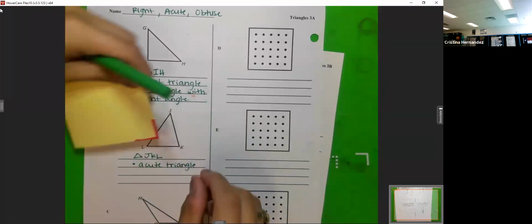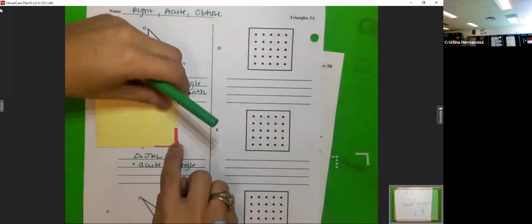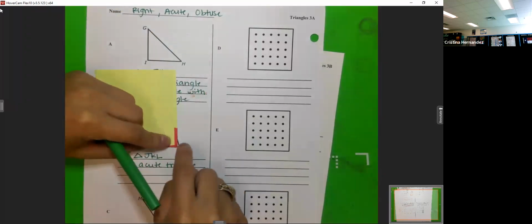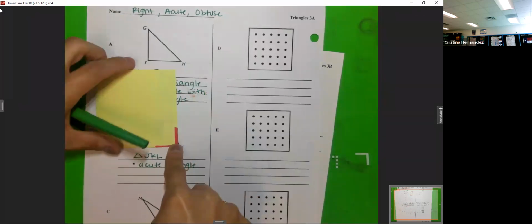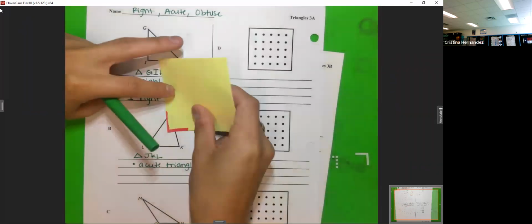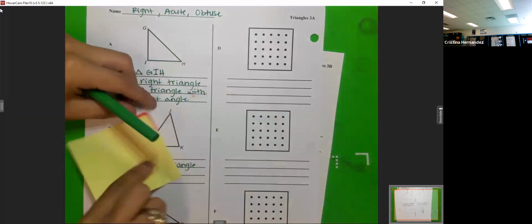And one thing about an acute triangle is that every single angle is acute. We don't have any lines over here. The angle is under the pink. It's barely under the pink, but it's under the pink. Same thing with this one. So I put it in the corner.